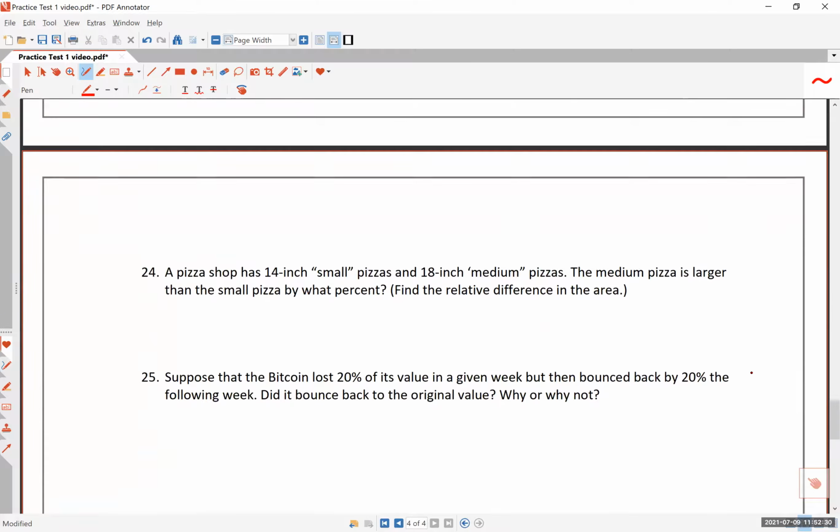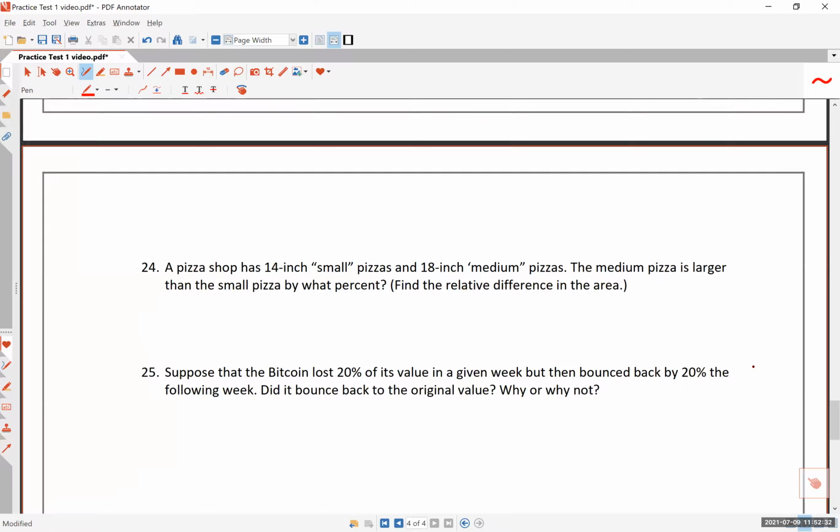Okay, 2 more questions. Number 24, a pizza shop has 14-inch small pizza. You notice here I draw pictures, okay? And it's important, I think, because pictures will sort of help you visualize and understand the problem. 18-inch medium pizzas are available too. The medium pizza is larger than the small pizza, obviously. By what percent?